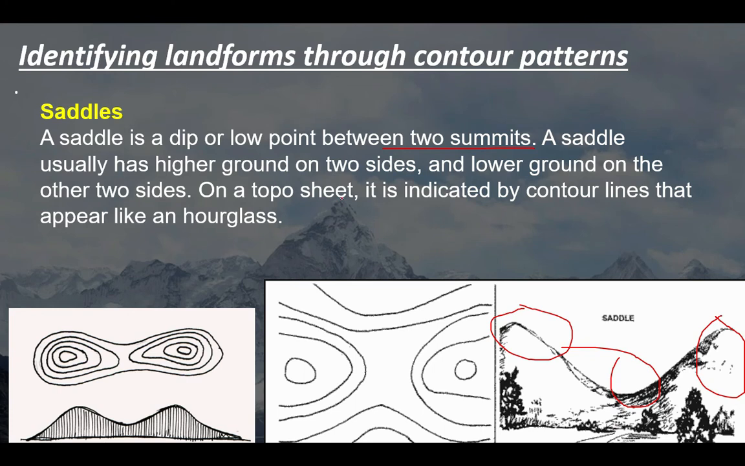On the topo sheet, it is indicated by contour lines that appear like an hourglass. This is just like an hourglass. So this is the summit, two higher land summits, and this is the gap between. A saddle usually has higher ground on two sides and lower ground on the other two sides. On a topo sheet, it is just like an hourglass.